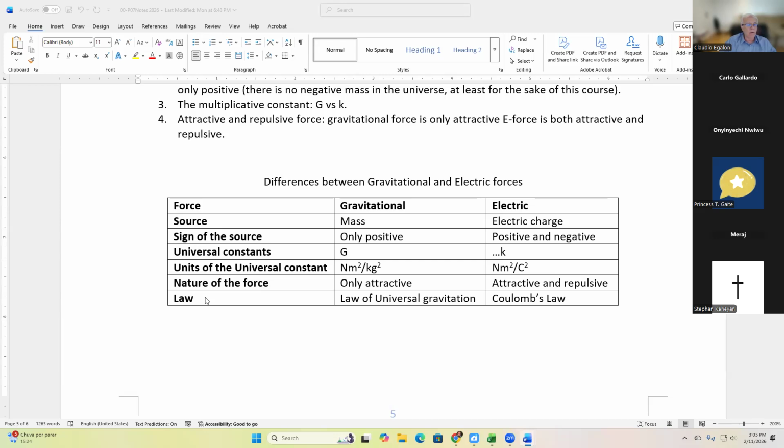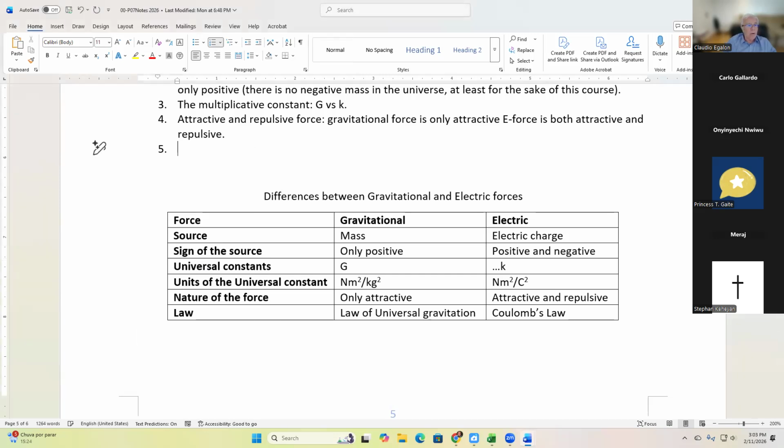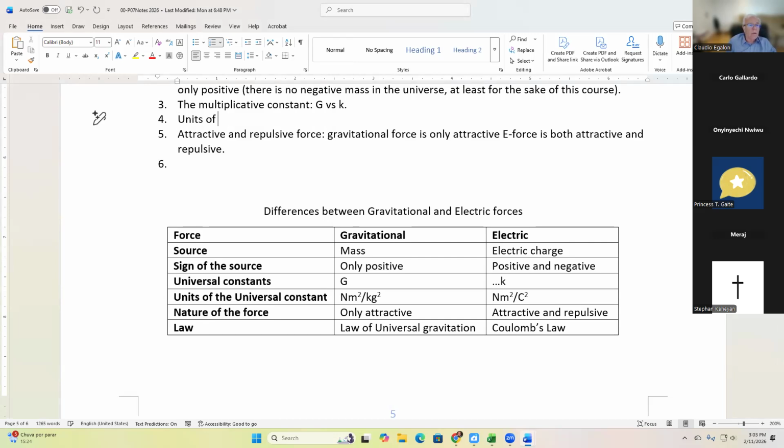1, 2, 3, 4, 5, 6, right? So you have one more here. Attractive and repulsive nature of the force, laws. Units, we gotta put the units of the constant. Okay, 1, 2, 3, 4, 5, 6. Now let's take a look at the value of this constant and compare. Numerical value. Let's write it down here.